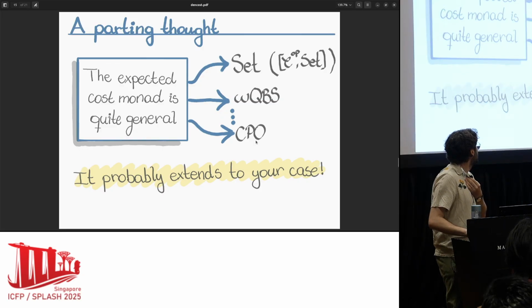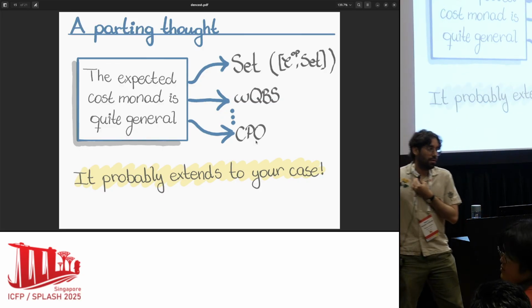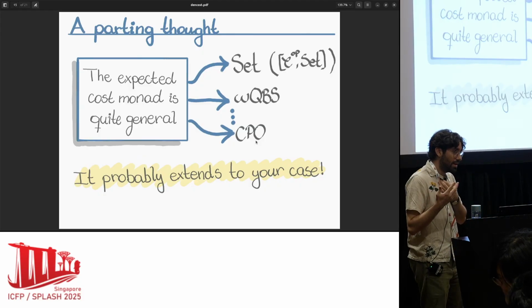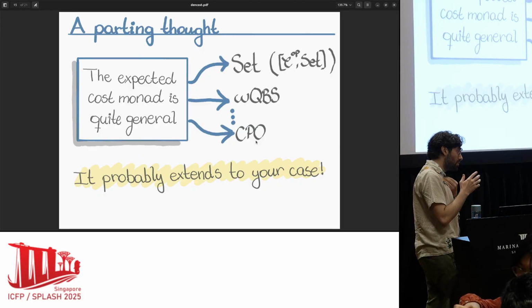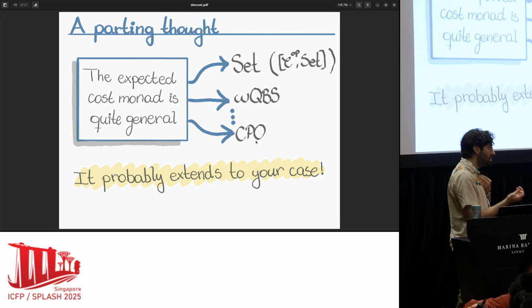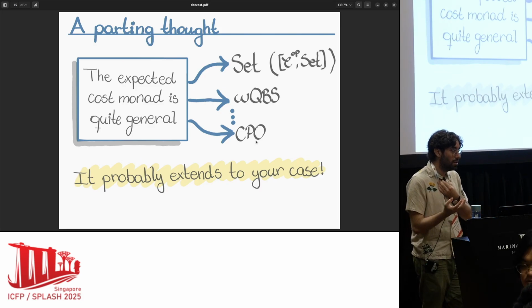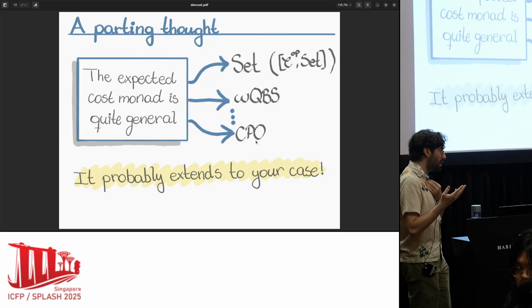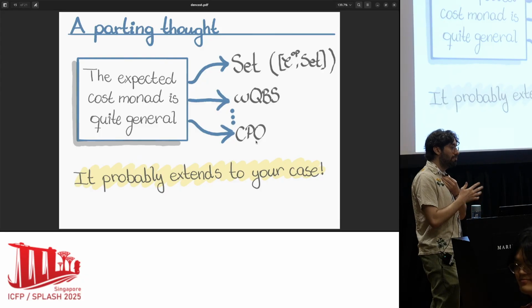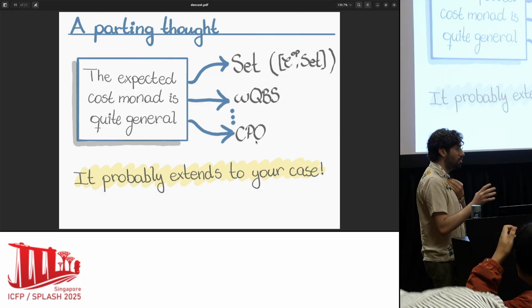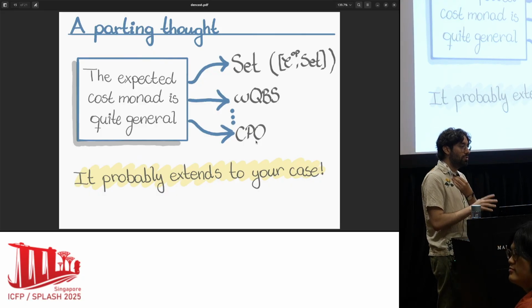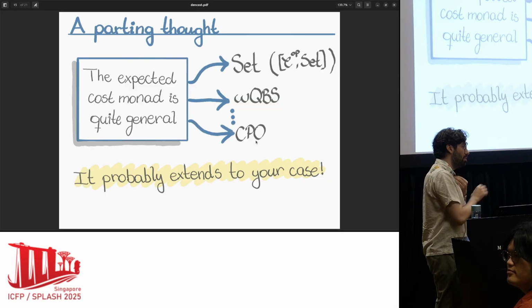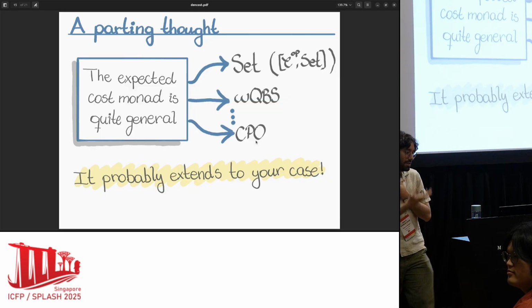And just a parting thought is that even though the semantics I've used is quite concrete, the idea of this expected cost monad is very general. So if you have other kinds of applications where you want to reason about average cost of your program, but you have a different semantic domain, you'll most likely be able to adapt the monad to your application. This is all I have to say today.